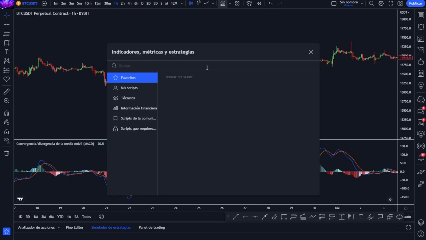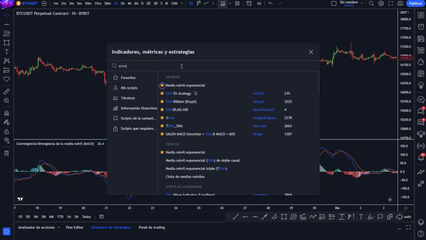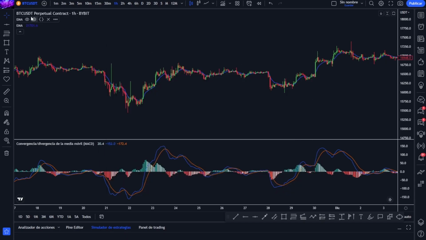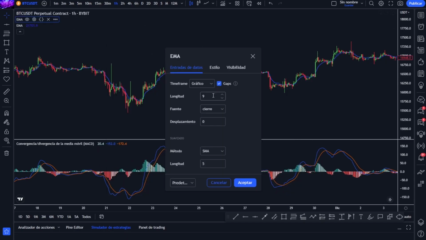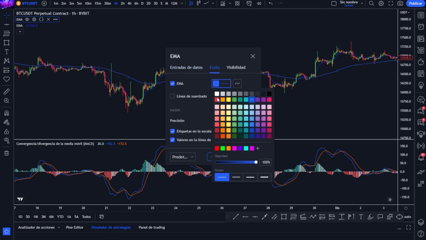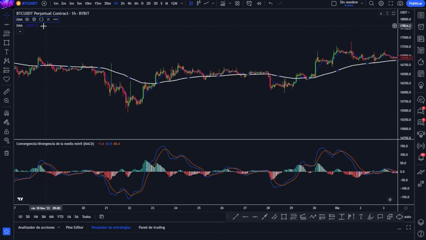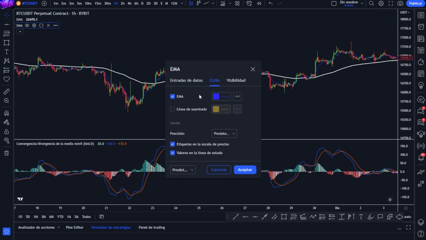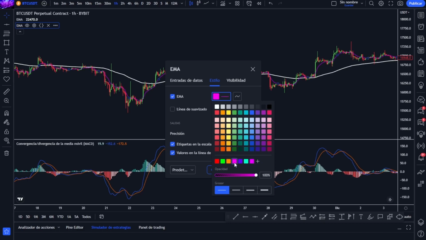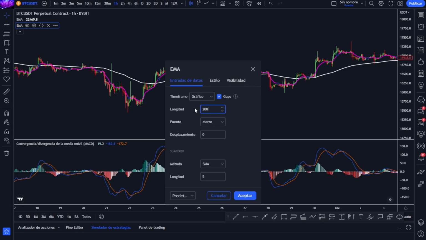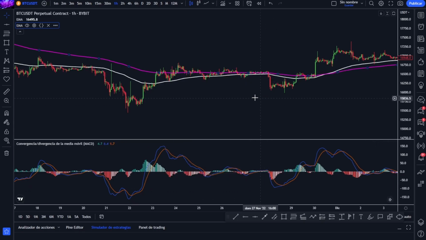The second indicator that we are going to use is the exponential moving average. I am going to give it twice since we are going to use two variables. The first one is going to be the 100 period one, which I am going to put a white color and I am going to increase the thickness a little bit, to see everything clearer. And the second EMA we would put it for example of pink color, also a little wider, and we would place the length of 200 periods. We would accept, and we would have something like this.